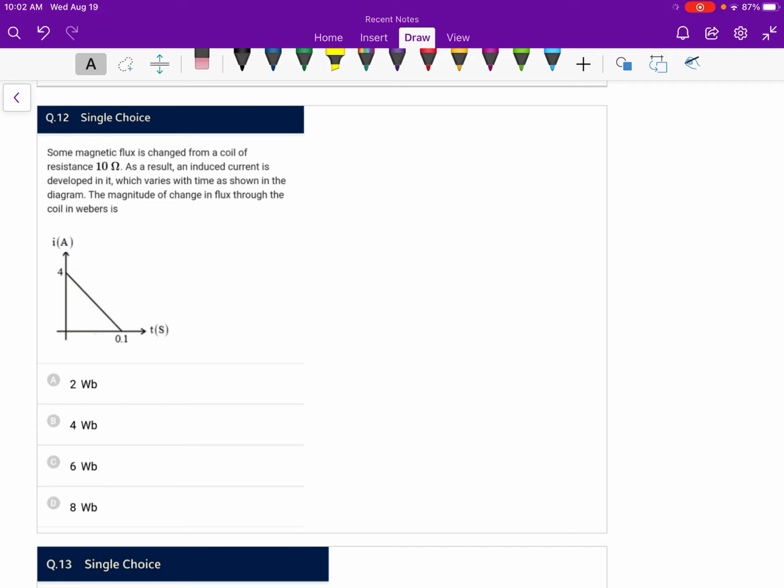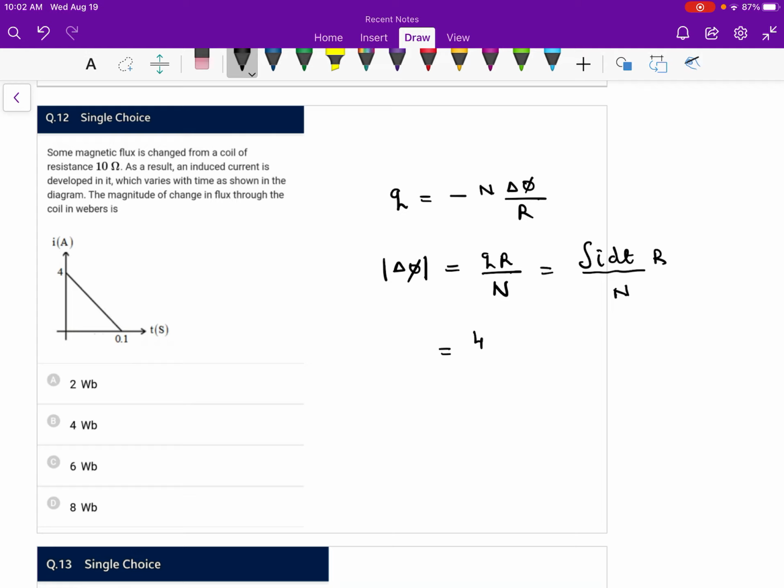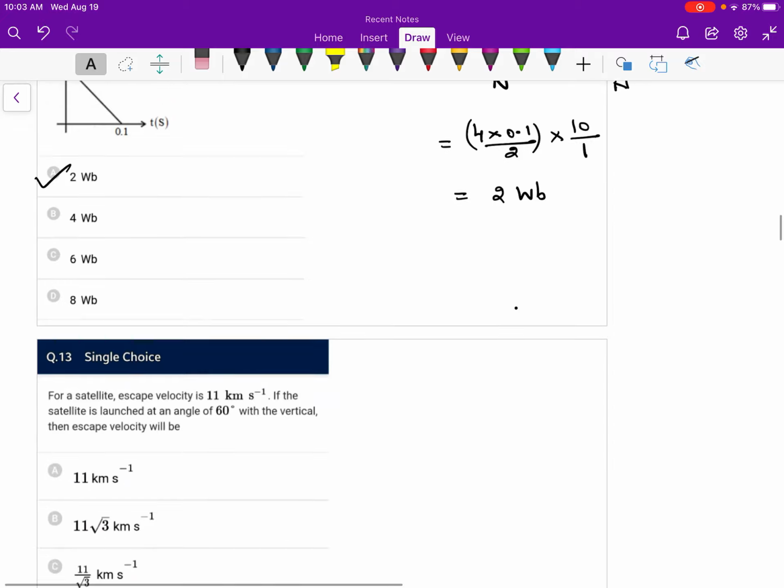The magnitude of the change in flux through the coil in Webers is... So we are given resistance and current versus time. We know charge flown is minus N delta phi upon R. So delta phi is QR upon N, that is area under the I-t graph into R upon N. Area under the I-t graph is half into base into height, 4 into 0.1 divided by 2. Resistance is 10 ohm and number of turns is 1, it's not given. So 0.4 upon 2 is 0.2, so that is 2 Weber. So A is the correct option.